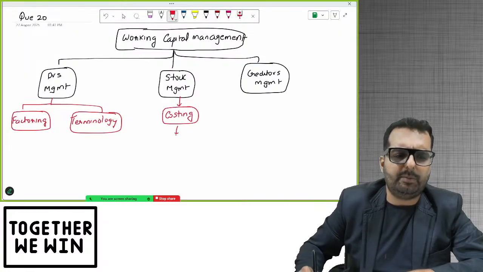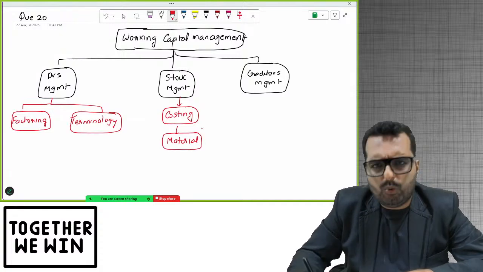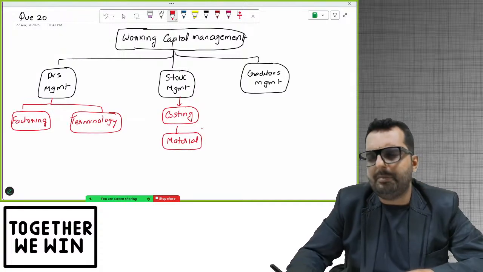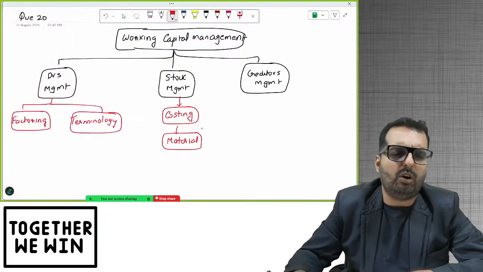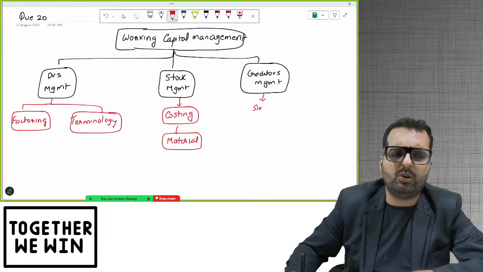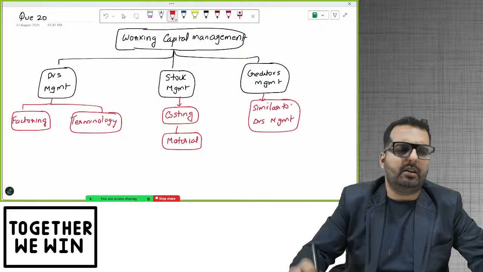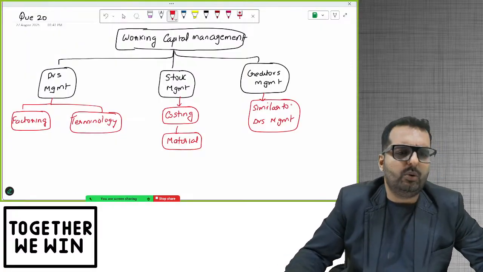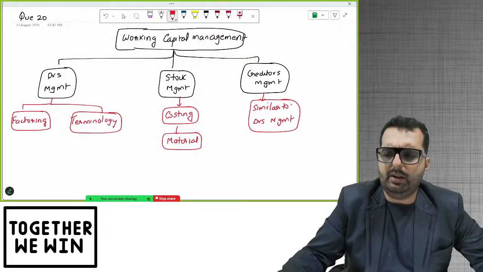There's a chapter called material, where you learn about EOQ, ROL, ROQ, minimum level, maximum level, ABC analysis. That entire thing comes under stock management. Creditors management is somewhere similar to debtors management, because one fellow being a debtor, the other fellow will automatically become a creditor. Are you all clear with this part now? Okay, so just quickly put this overview in your books, after which we'll start solving it one by one.